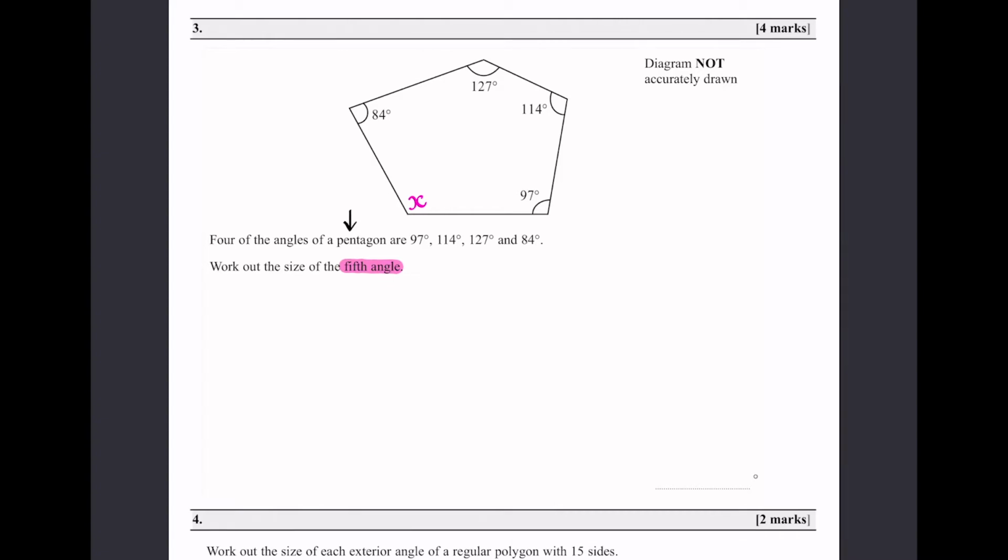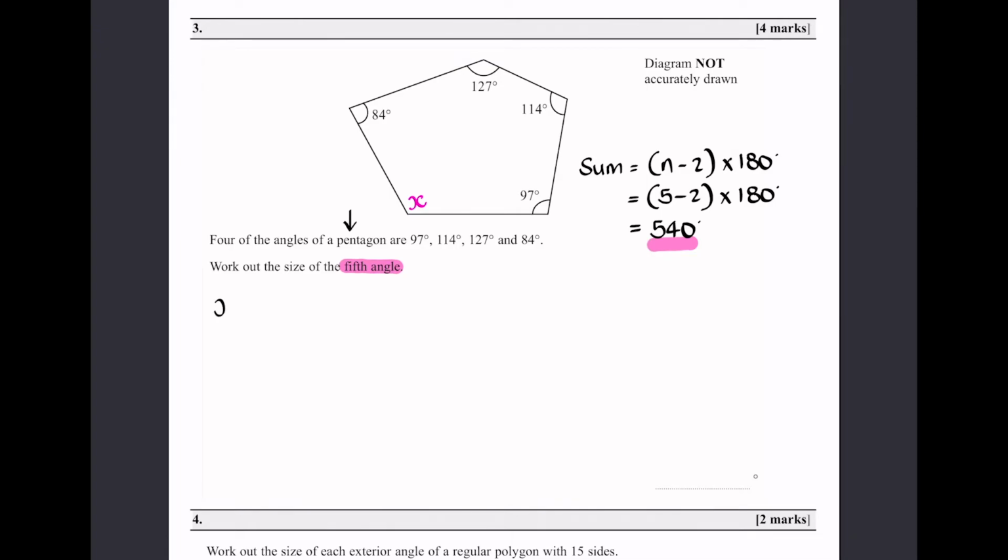pentagon. So the sum would be equal to n minus 2 times 180 degrees. So that is equal to, a pentagon has 5 sides, 5 minus 2 times 180 degrees. So that is equal to 540 degrees. Alright, so now what that means is that all 5 of those angles added together need to total 540 degrees. I have 4 out of the 5 angles, so I'm just trying to determine the fifth angle.